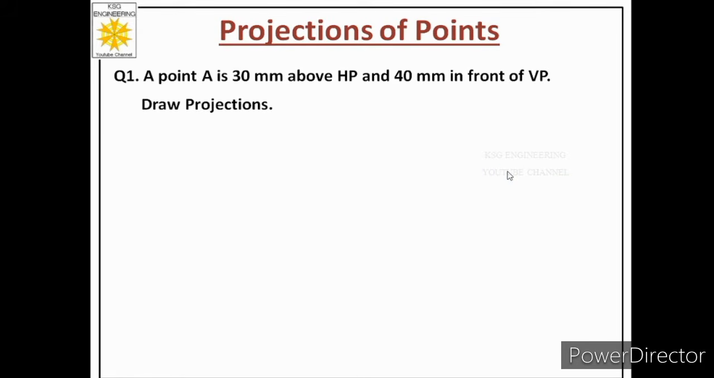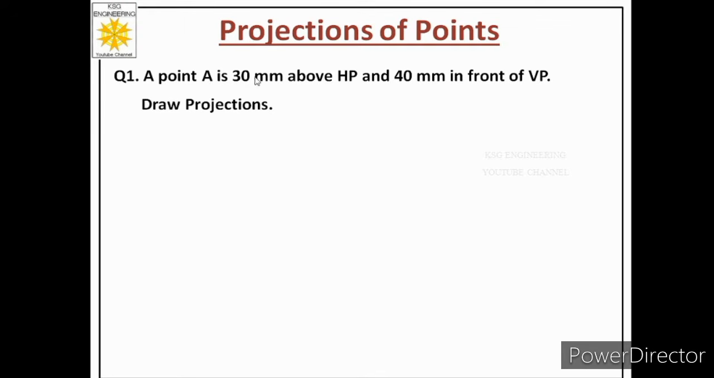Now in this lecture, we will see 9 cases of a point, and I have made a statement for each case in order to understand each case better. So let us start with the first case of a point. So let us read the statement. A point capital A is 30 mm above HP and 40 mm in front of VP. Draw projections. By projections, we mean that we have to draw front view and top view of this particular point.